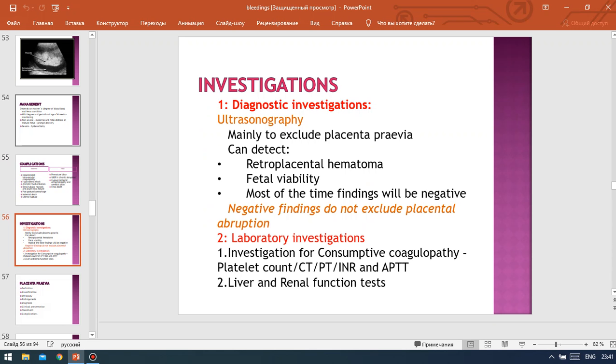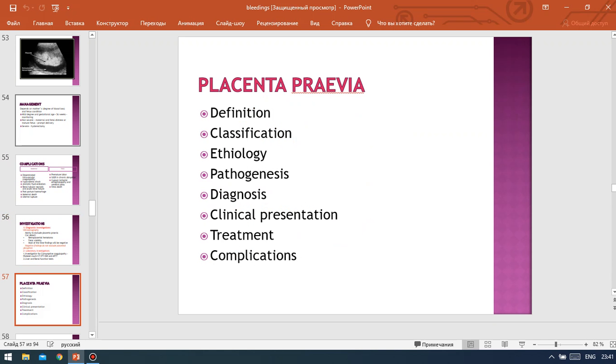Second, laboratory investigations: investigation for consumptive coagulopathy, platelet count, PTT, liver and renal function tests. We talk about clotting factors. It's very important. And liver enzymes. Placenta previa: definition, classification, pathogenesis, clinical presentation, complication, and treatment.